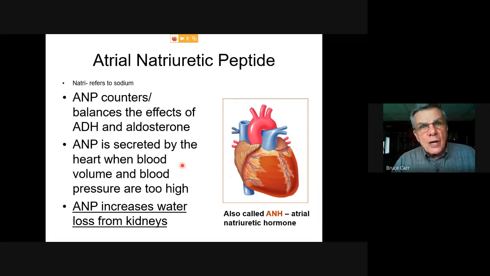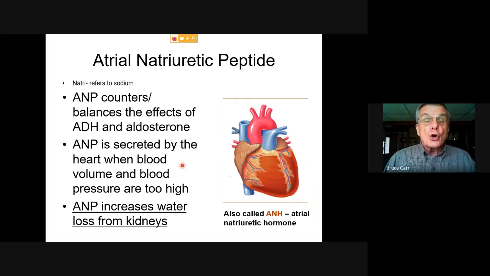Now, atrial natriuretic peptide deserves some mention. Those hormones that we mentioned from renin, angiotensinogen, angiotensin 1, angiotensin 2, aldosterone, all have that effect toward retention of water and maintenance of blood pressure. But what happens when blood pressure goes the other way? Atrial natriuretic peptide is released by the atrium of the heart, and it basically counters every one of those effects.